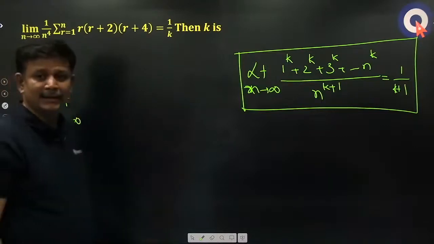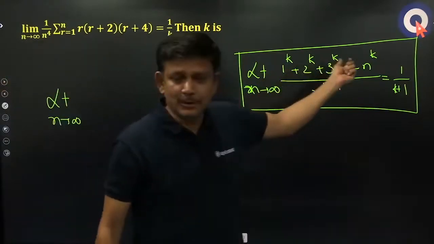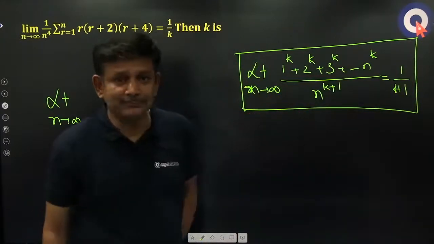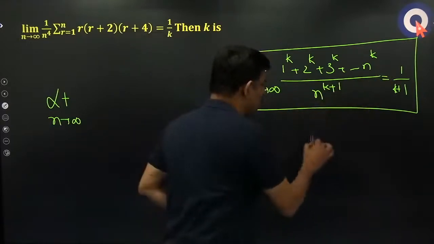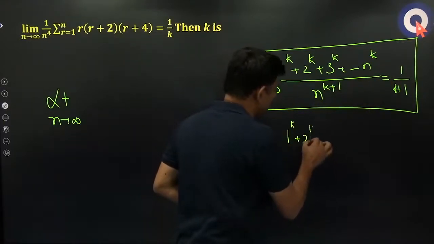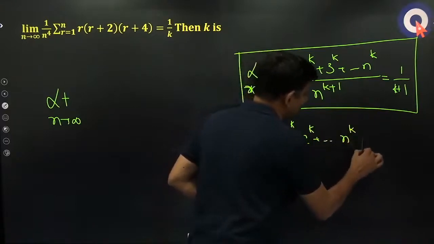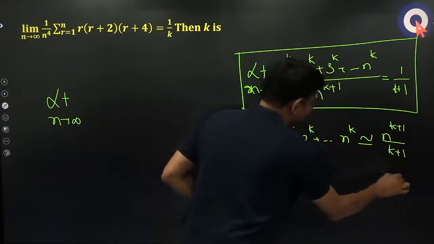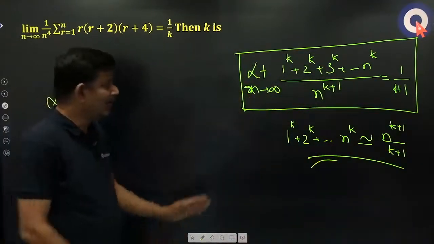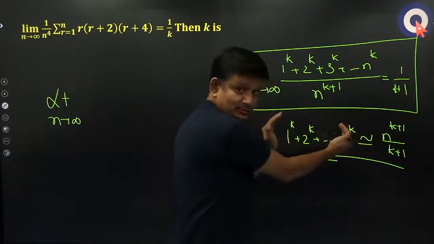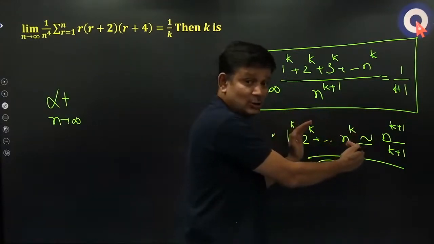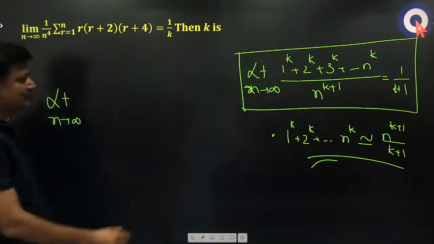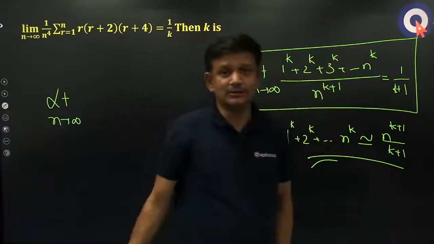So here indirectly what I am saying is 1 power k plus 2 power k plus 3 power k, so on up to n power k, as n tends to infinity, is equivalent to n power k plus 1 by k plus 1. Indirectly this limit value, what is it indicating? As n tends to infinity, इसका value किसका equivalent होगा? Equal नहीं, equivalent n power k plus 1 by k plus 1 का equivalent होगा. So this is of the order n power k plus 1, is what you need to understand.